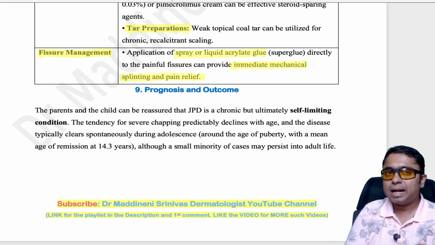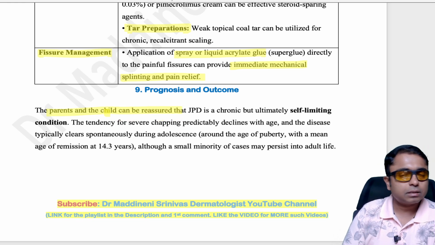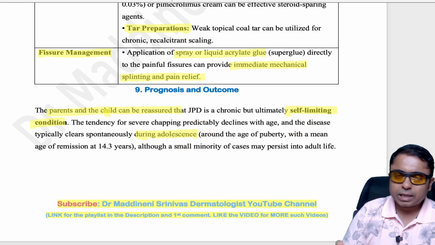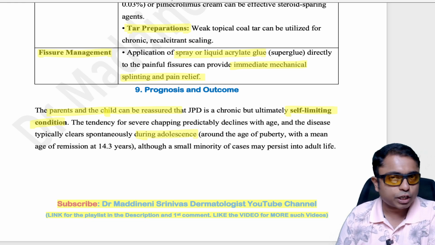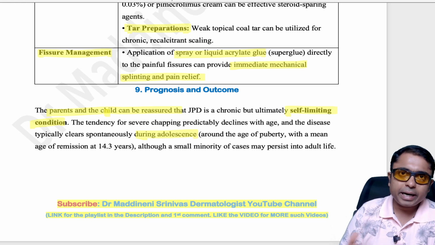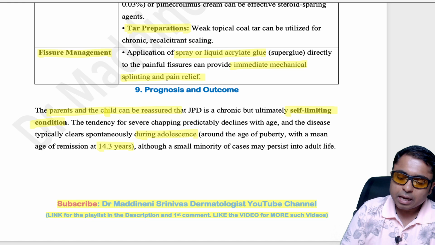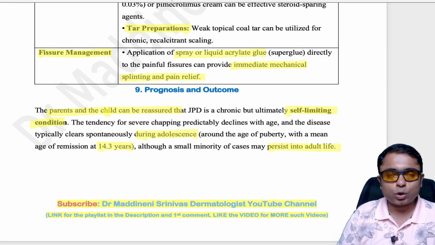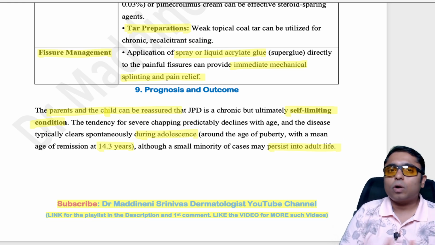See, overall the prognosis is very good and parents and child can be reassured that this condition is going to self-limit by the time the child reaches adolescence. So nothing to worry; definitely it is going to recur every winter season, and every summer we can see worsening of the condition, but ultimately it is going to completely resolve by itself, usually by 14.3 years, and in a very small minority it may persist into adult life. Otherwise there is no reason to feel any distress related to the chronicity of this condition.